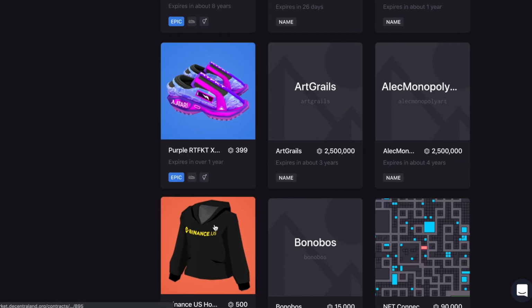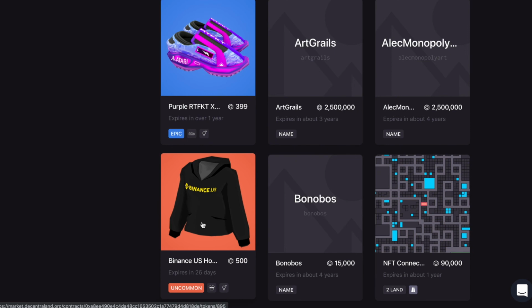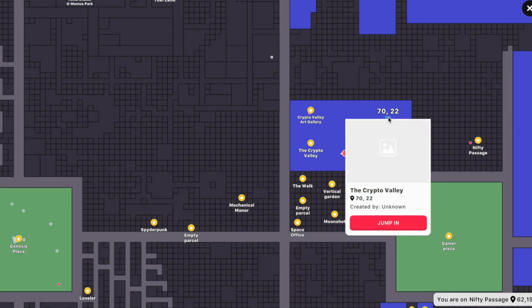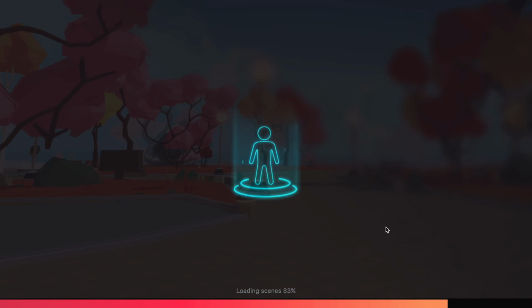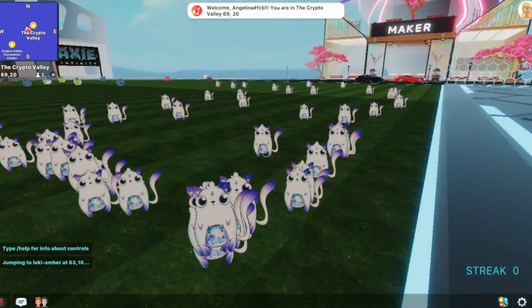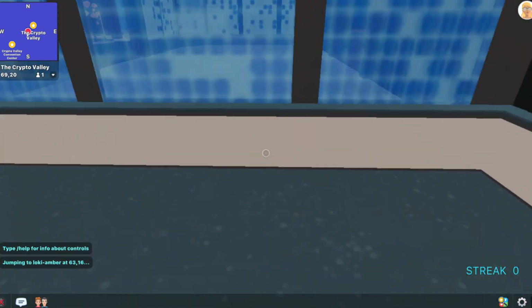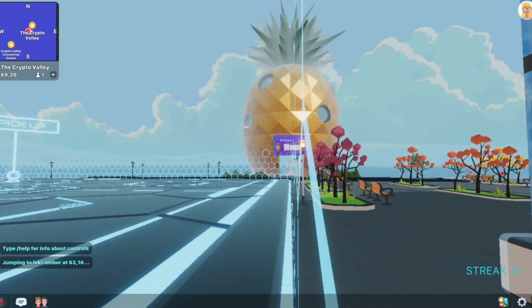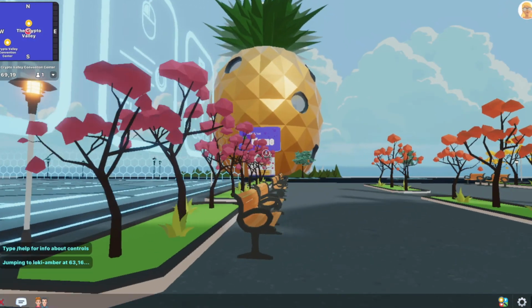So this is Binance US, for example. This wearable gives you access to the second floor of their headquarters, which is only accessible to members. And everything here is denominated in MANA, which is their local currency. One MANA is around 90 cents, so this is just a little under $500. A bunch of CryptoKitties running around, but I guess you get the idea. So anyway, this is Decentraland.